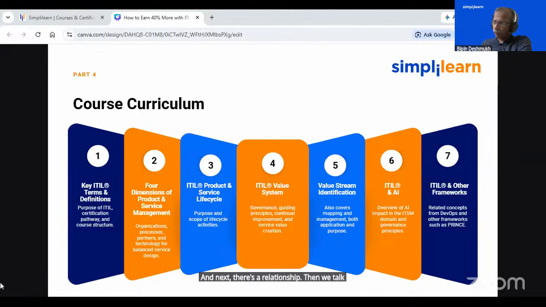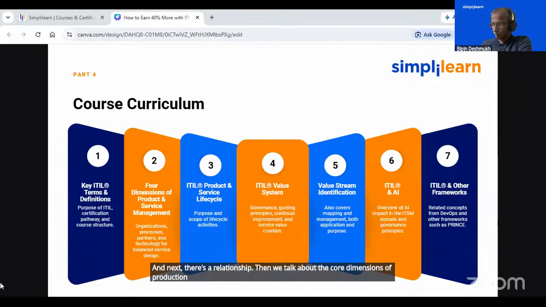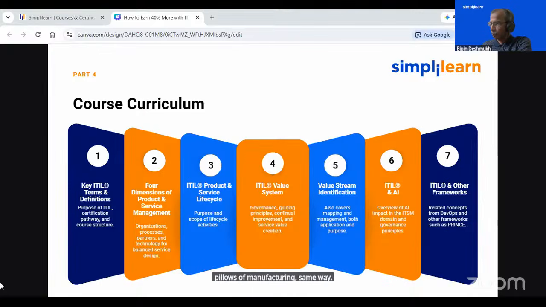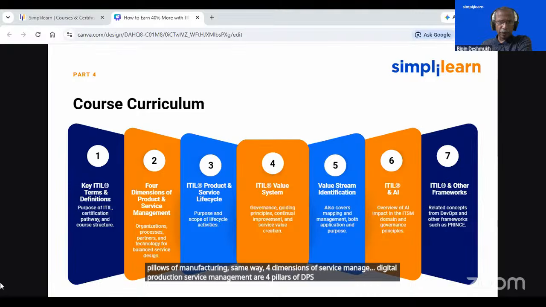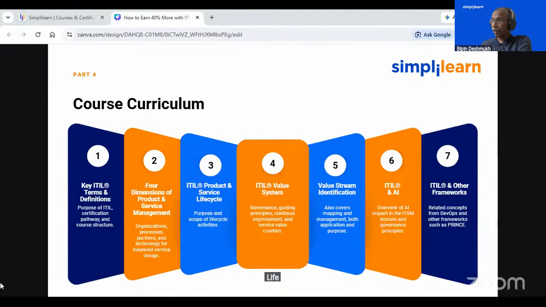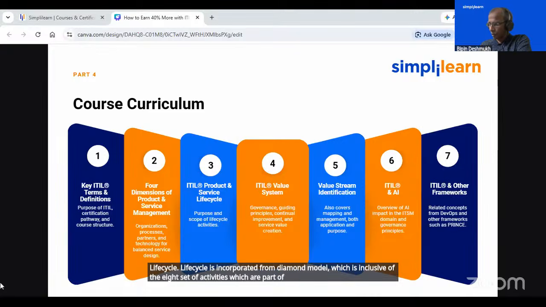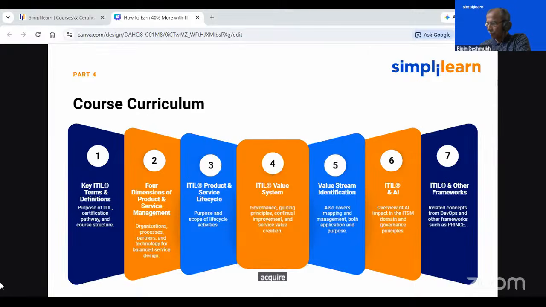Then we talk about the 4 dimensions of products and service management, which is basically the concept related to 4M of manufacturing, as well as pillars of manufacturing. Same way, 4 dimensions of digital products and service management are the 4 pillars of DPSM. Then we cover product life cycle. Life cycle is incorporated from the diamond model, which includes the 8 set of activities which are part of the value system, which are discover, design, acquire, build, transition, operate, deliver, and support.